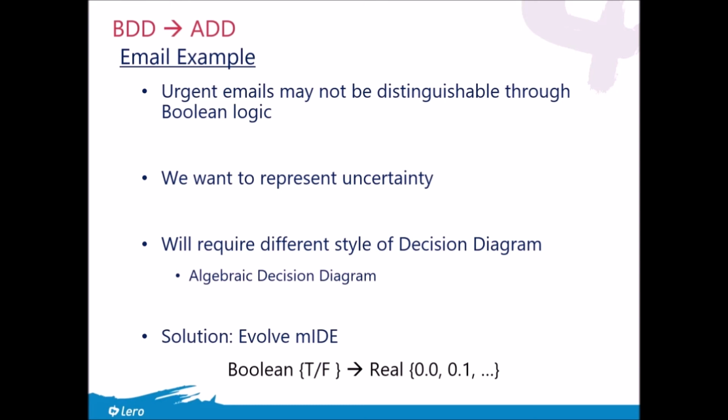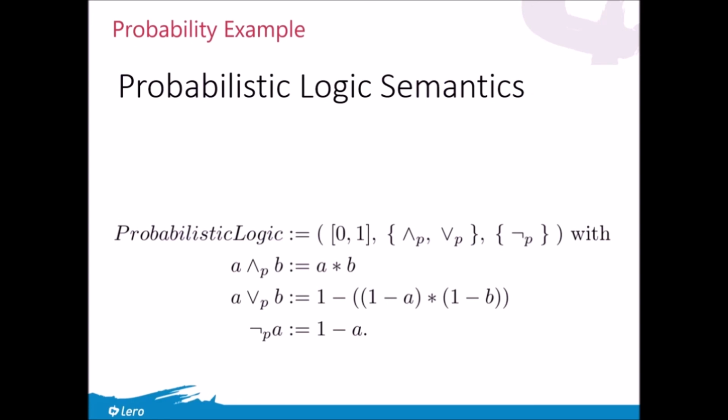So the solution is the evolve or mIDE. So we want to go from Boolean true false to reals, 0 to 1. So let's say a probabilistic logic semantics. So probabilities stay between 0 and 1, and we still have our connectives: and, or, not. So the probability of A and probability B is A multiplied by B. A or probability B equals 1 minus A multiplied by 1 minus B, and not probability of A is 1 minus A.